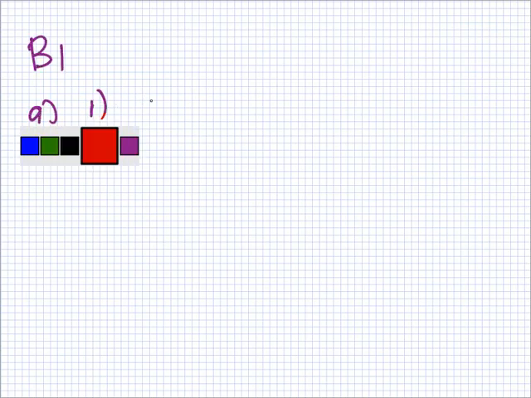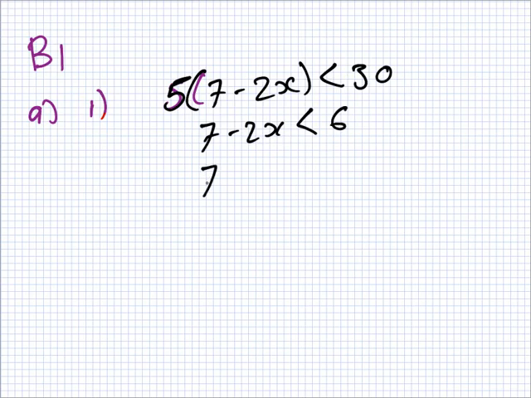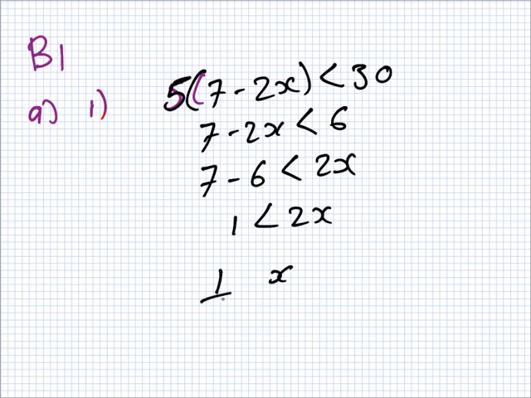B1A1. Solve this. I want black, please. 7 minus 2x less than 30. 7 minus 2x less than 6. 7 minus 6 less than 2x. 1 less than 2x. X greater than a half. That's it? Is that right, Tekken? Or KJ?